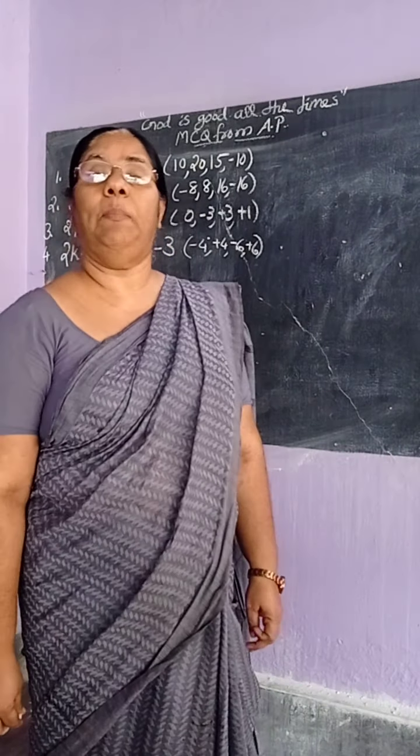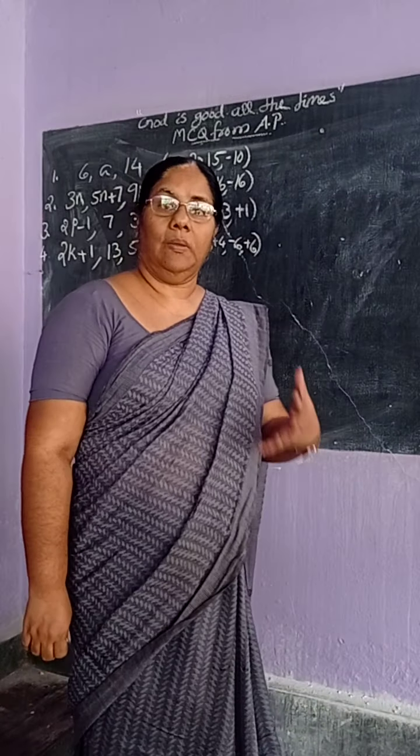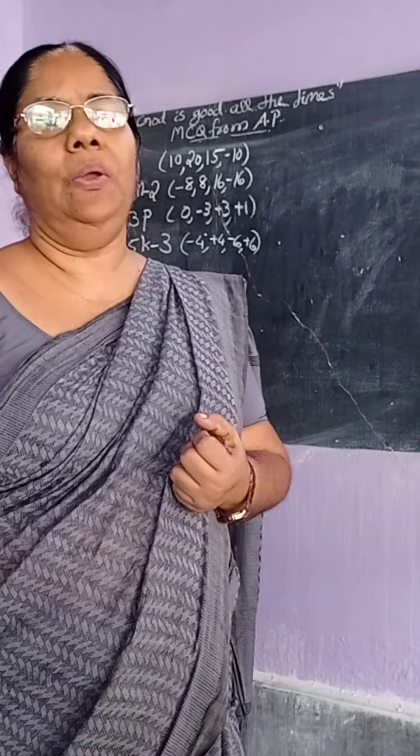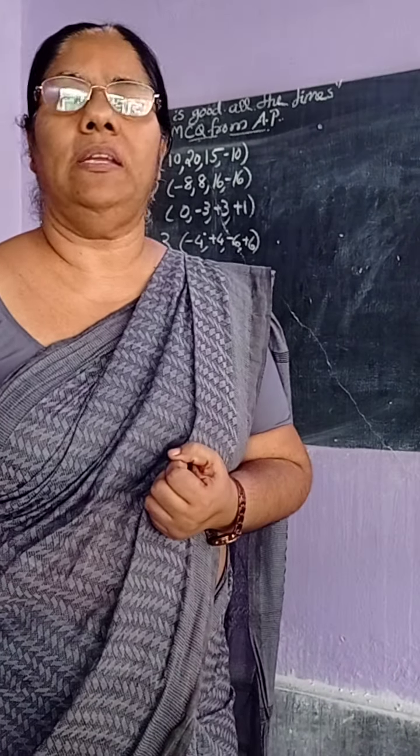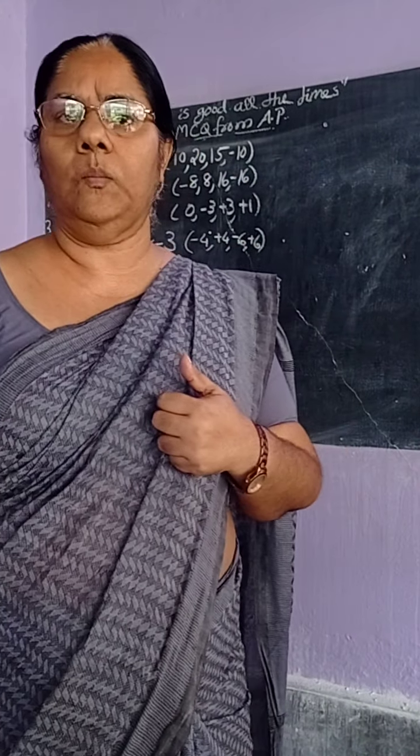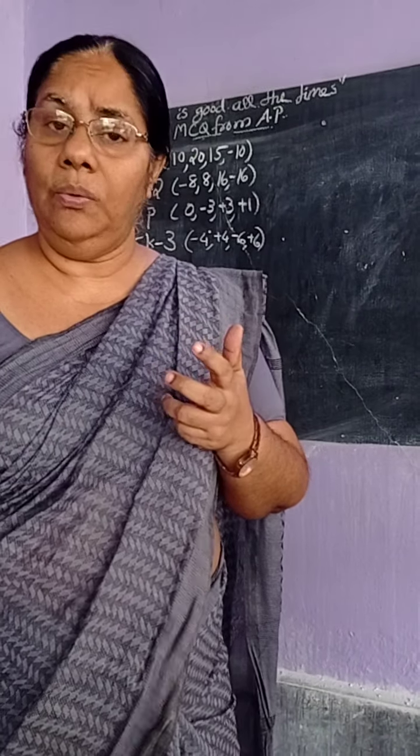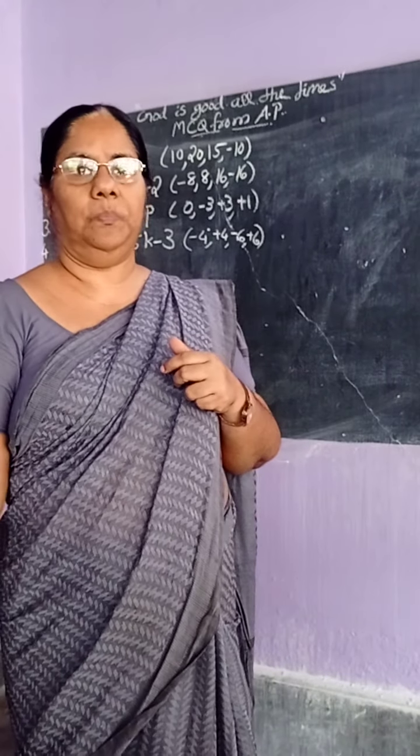In the previous class, we discussed how to find the nth term of an AP: An is equal to a plus n minus 1 into d. In that class, we found how to do MCQ questions from that section.